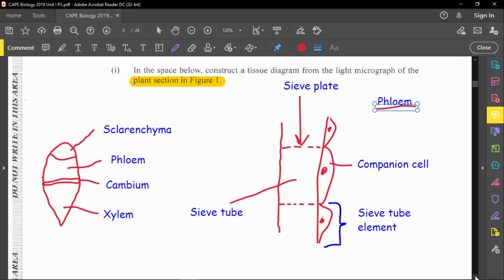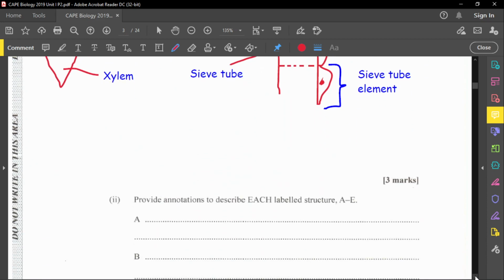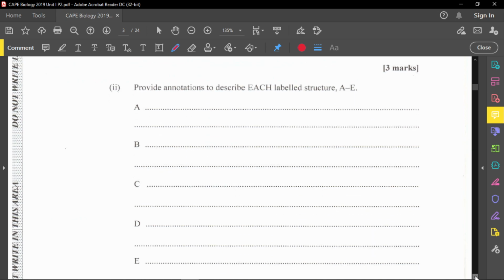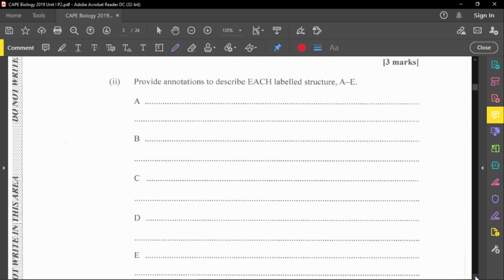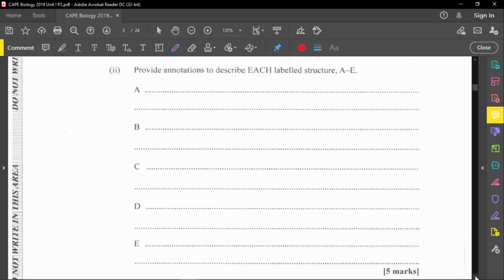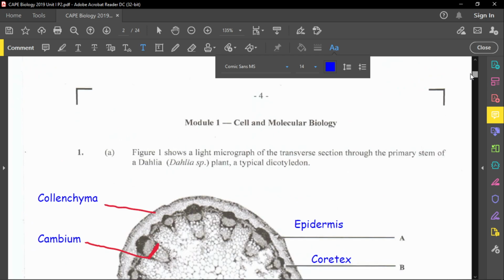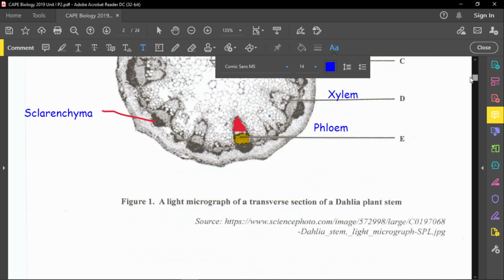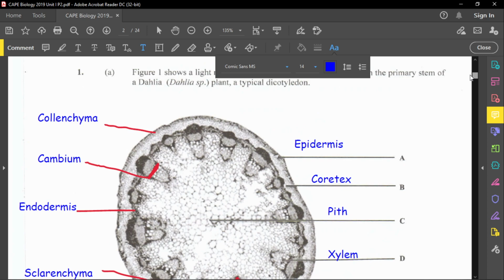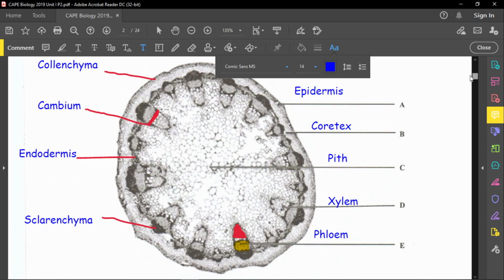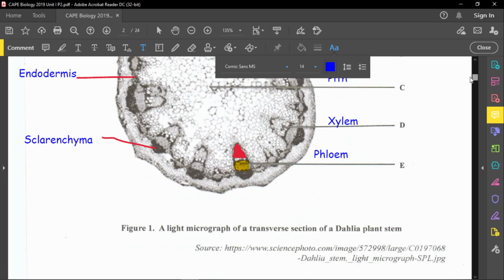All right, let's go to the next part of the question right here. And that's a 3-mark question. Here it said provide annotations to describe each labeled structure A to E. All right, and so let's quickly talk about them. And so A, as I remember, that is epidermis. You could always go back to the diagram and check the labelings that I labeled there. So A is the epidermis. B is the cortex, C is the pith, D is the xylem, E is the phloem. All right, so you can remember that: epidermis, cortex, pith, xylem, and phloem.